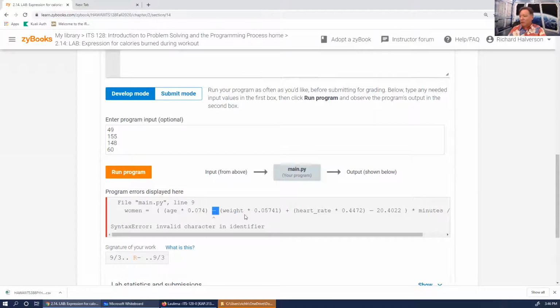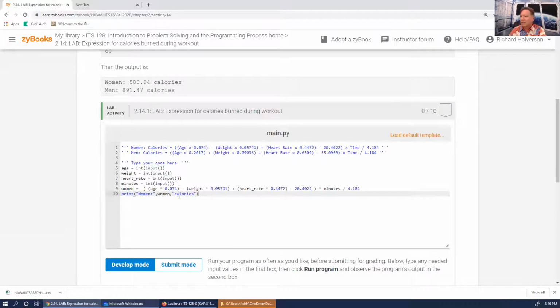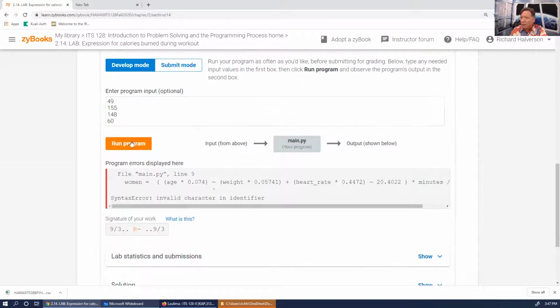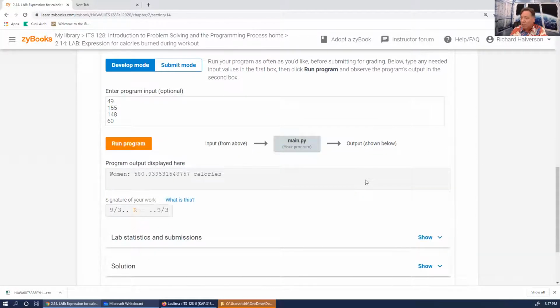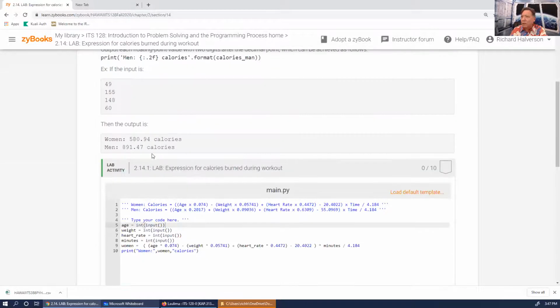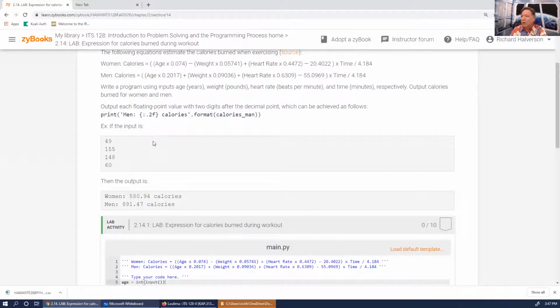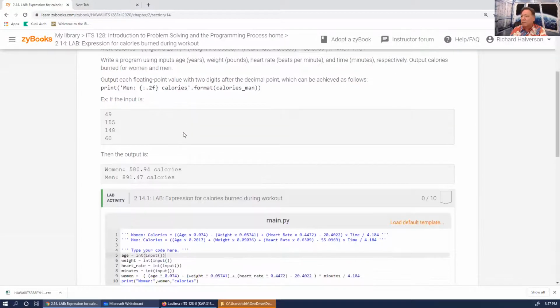You know what it doesn't like about that? It's some other character. It's not really a dash. It's a different character. So I'm just going to overwrite it with a little minus sign there. That's nuts. It's right up here, it looks like. All right, let's see what this does. Run the program. Okay, I got this for women, 589.33. Ooh, okay, so it's rounded. Well, it's got to do something like this.